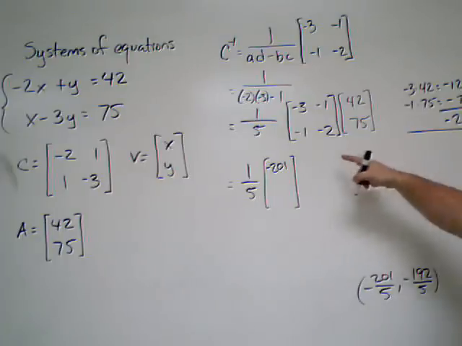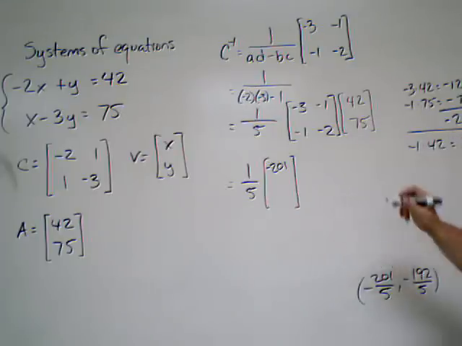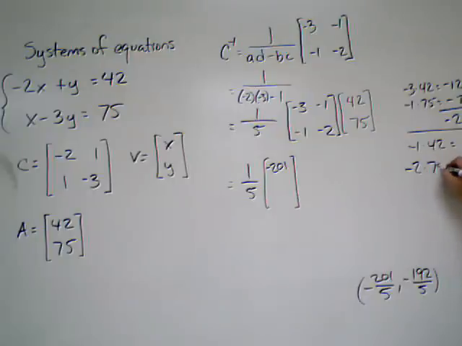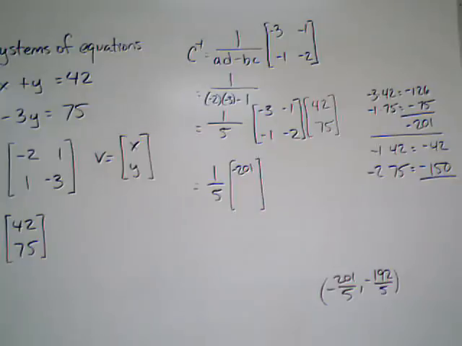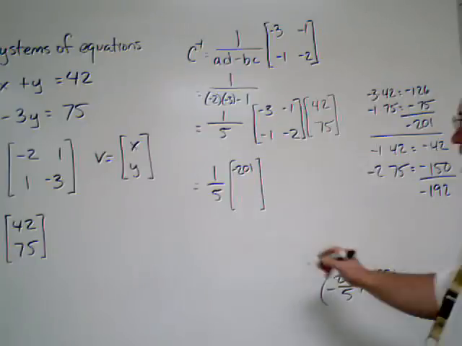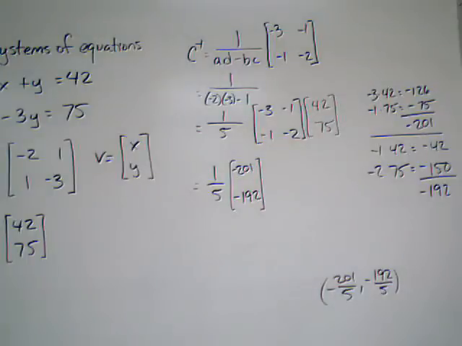Okay, the second piece: -1 times 42 is -42, and -2 times 75 is -150. When we add those together, oops, I cannot see that. Let me slide that over. There we are. So -42 and -150 give us a total of -192. Okay, so this goes here. Now it's starting to look familiar, isn't it?